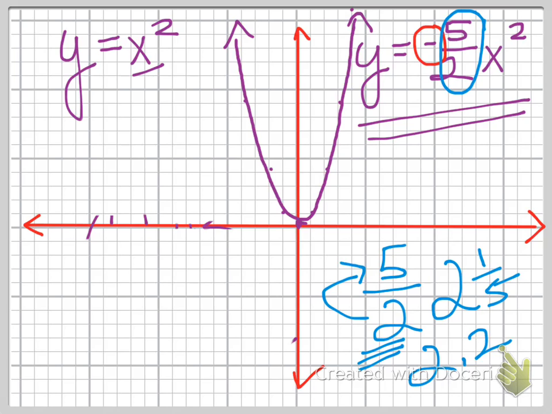If the number's bigger than 1, I'm going to be skinnier. See, it's the opposite. Bigger than 1, skinnier. Less than 1, wider. So bigger, skinnier; less, wider. Those are opposites, if that helps you remember it. So I know I'm going to be skinnier.